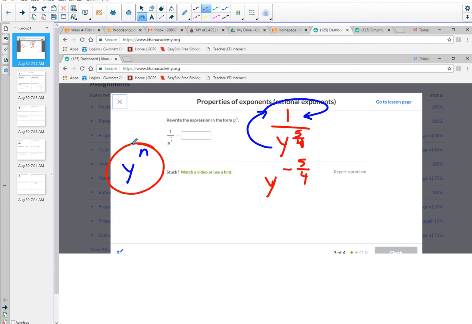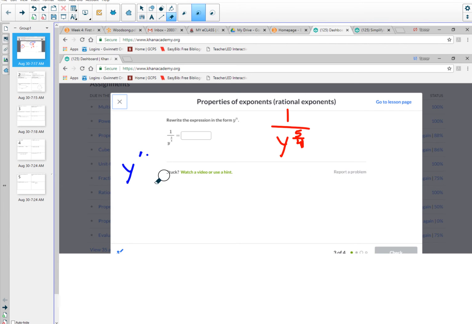The only other way that I could explain this to you, if you don't understand that particular property, is using a different property. If you don't understand the whole thing about changing the sign of the exponent, you still have to understand that in order to get this that we have in red to look like what they want, y to the n, I have to get rid of the fraction, right? So we see on the bottom is a y to the 5 over 4.